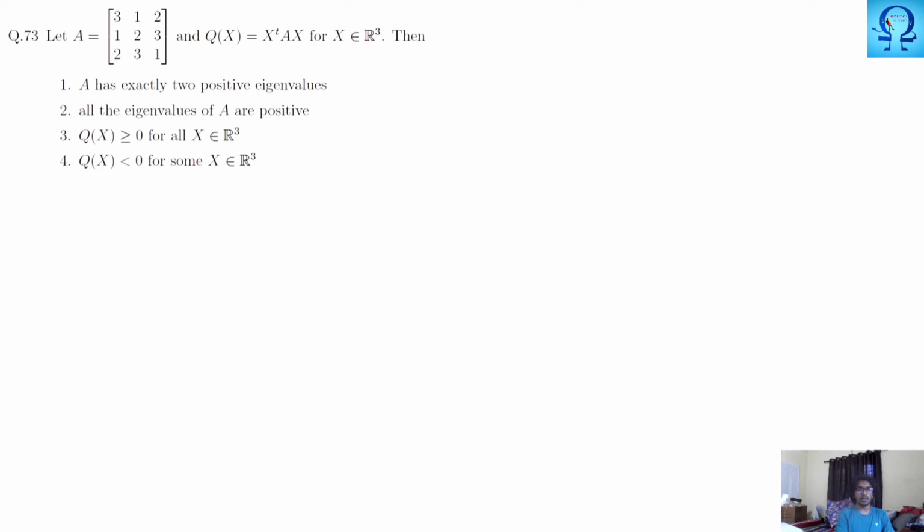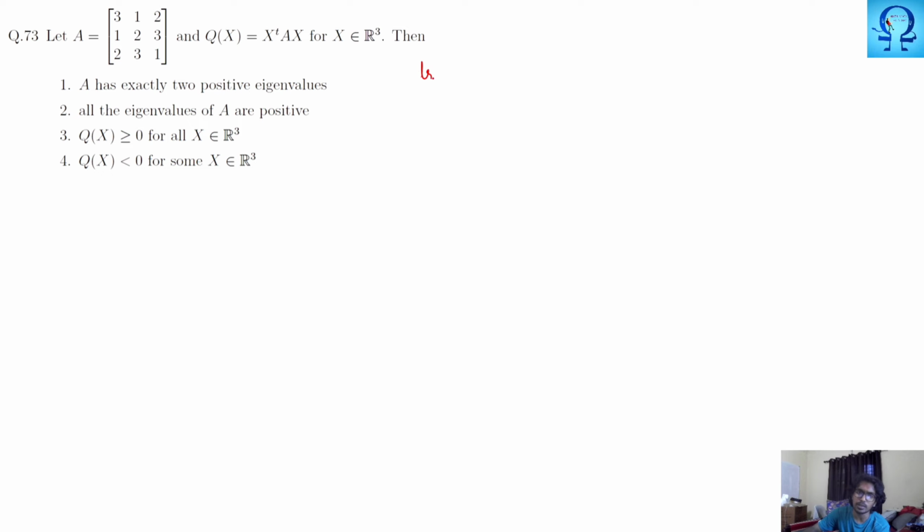Here it is said that A is some matrix given and the quadratic form is defined in this form. Then we will have to check these entries. Let us start with it. The matrix has two positive eigenvalues. All the eigenvalues are positive. So they are basically talking about the eigenvalues of this matrix in the first two options. Let us try to identify the eigenvalues as it is or some relation involving eigenvalues.